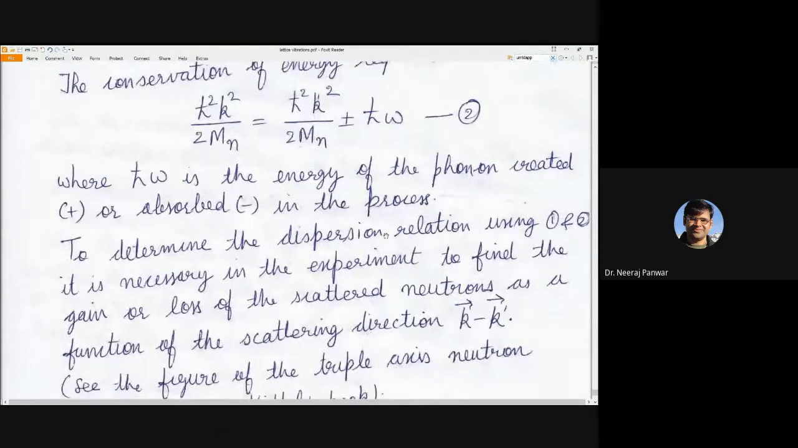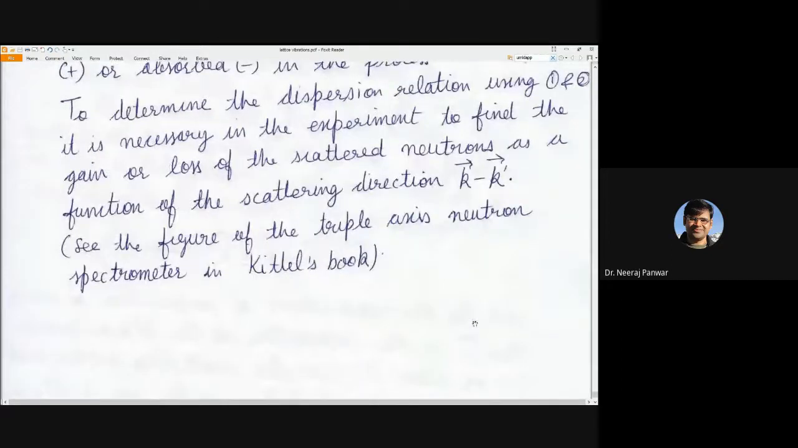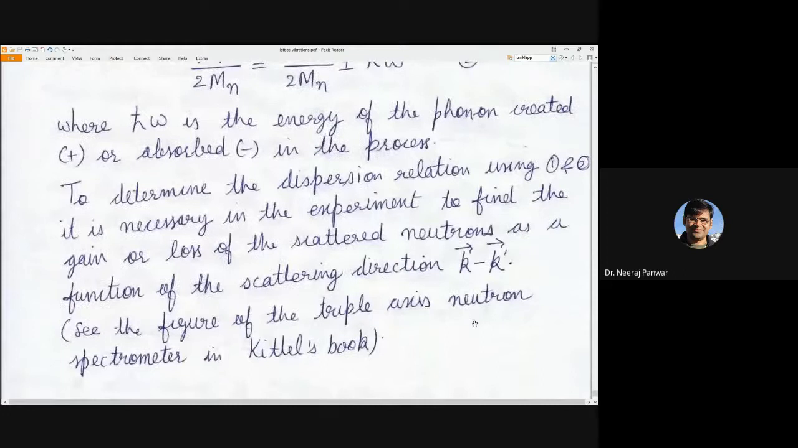To determine the dispersion relation using these equations 1 and 2, it is necessary in the experiment to find the gain or loss of the scattered neutrons as a function of the scattering direction k minus k prime. And what is there in the experimental setup? There is a nice diagram in Kittel's book, so you can refer to the neutron spectrometer for this particular experiment for studying the dispersion relation of different crystals.